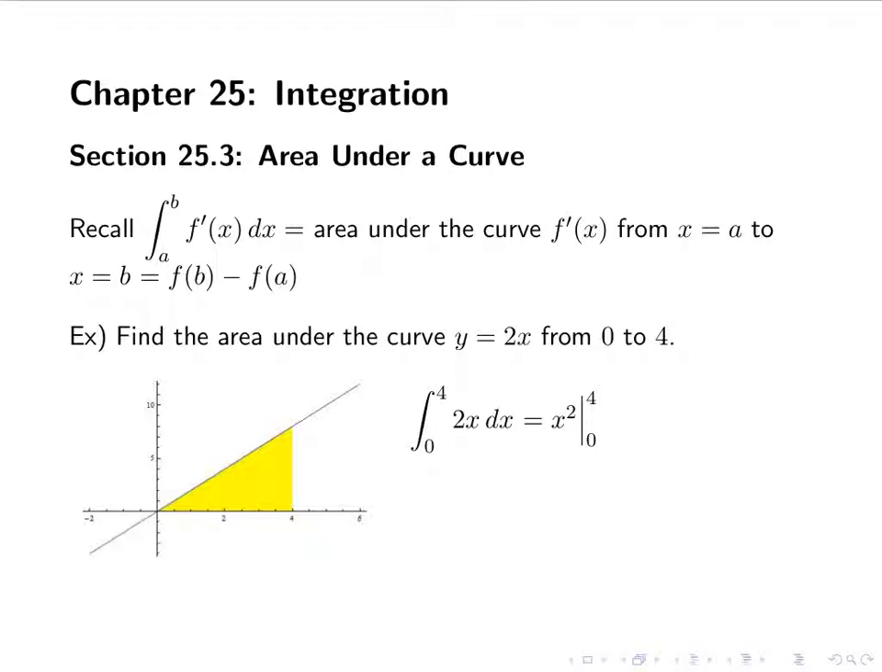So it's just x squared evaluated from 0 to 4. So when we plug in 4, we get 16. When we plug in 0, we get 0. So it's 16 minus 0, and that is, of course, 16.